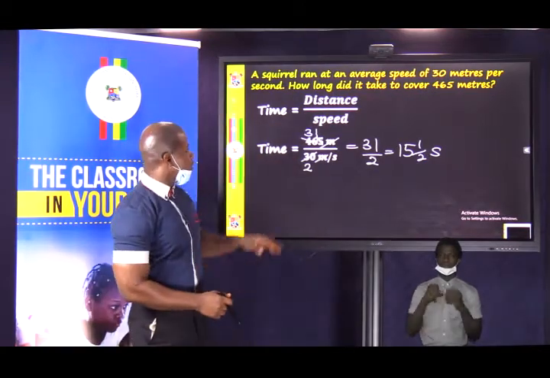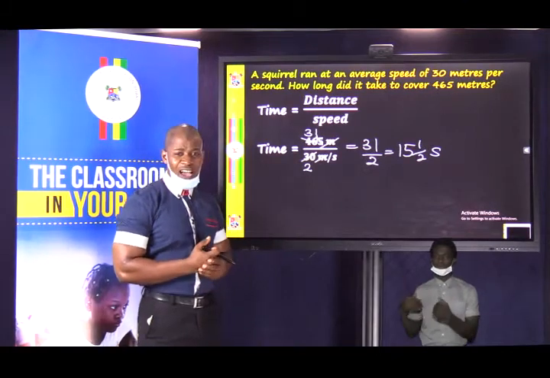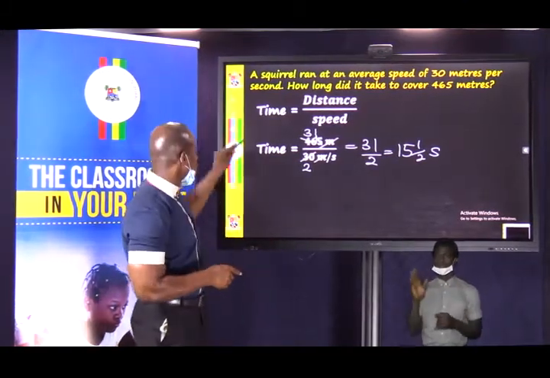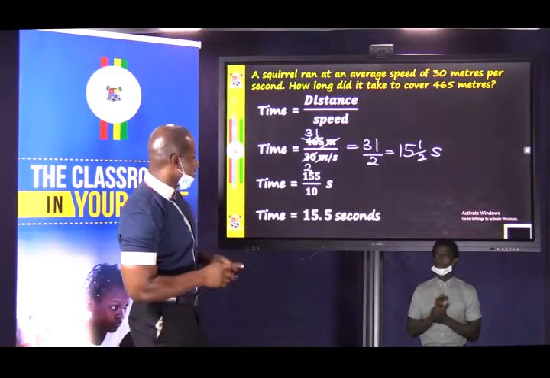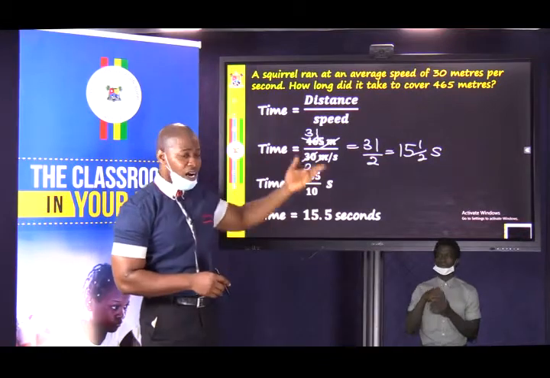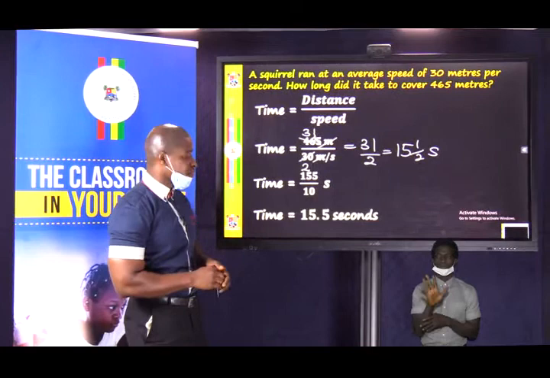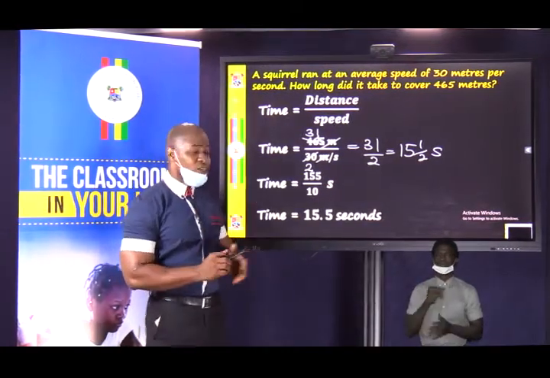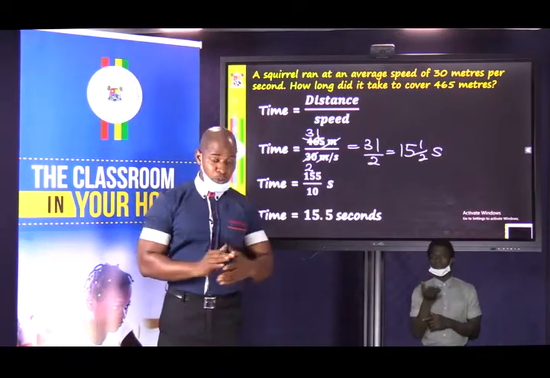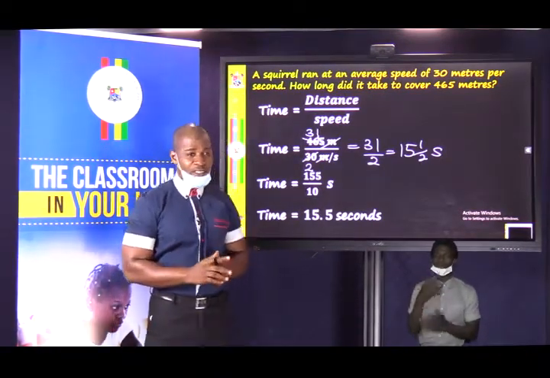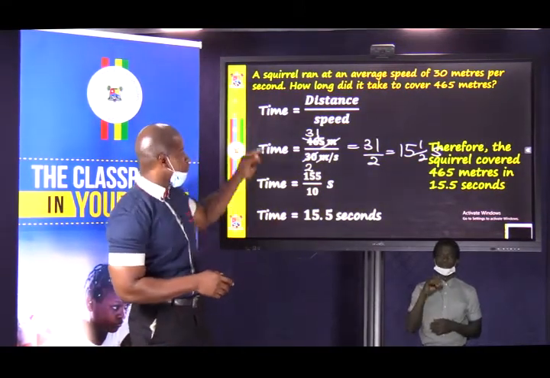So the whole time that the squirrel will take to go from one end of the fence to the other is 15 and a half seconds. That must be a very fast squirrel. All right, so let's see if we are correct. Okay, so this is in decimal. 15 and a half is still the same as 15.5 seconds. And I believe that is what you got. Either you wrote 15 and a half seconds or you wrote 15.5 seconds. Both are correct, my friend. So the squirrel covered 465 meters in 15.5 seconds.